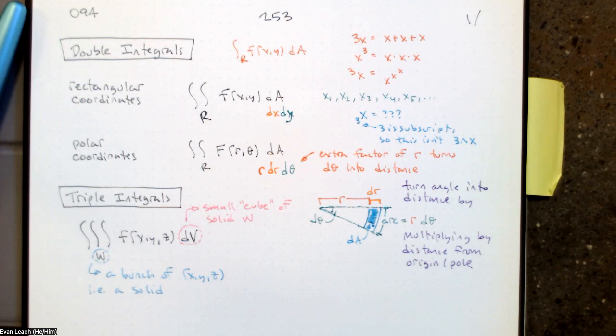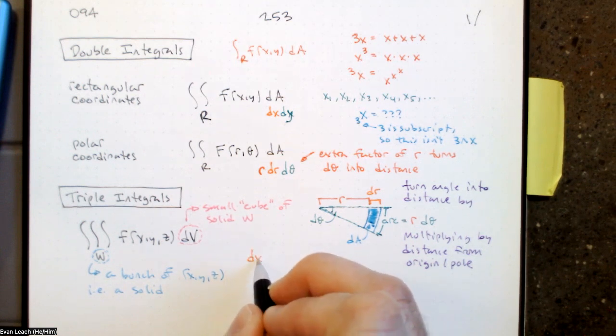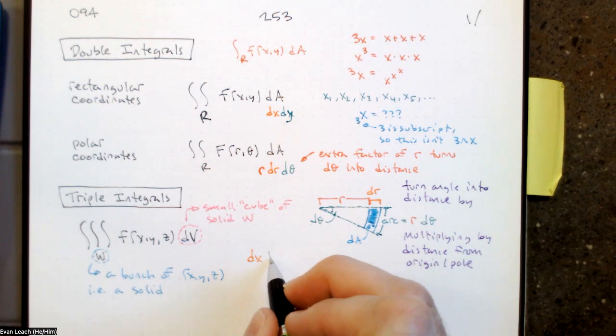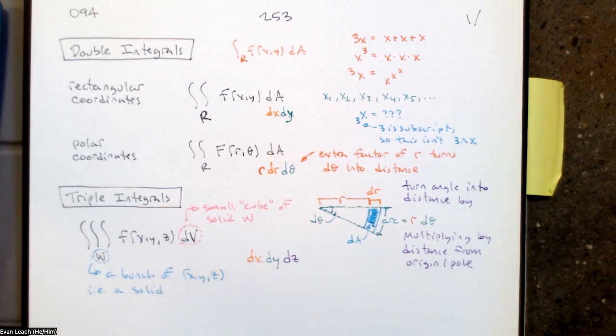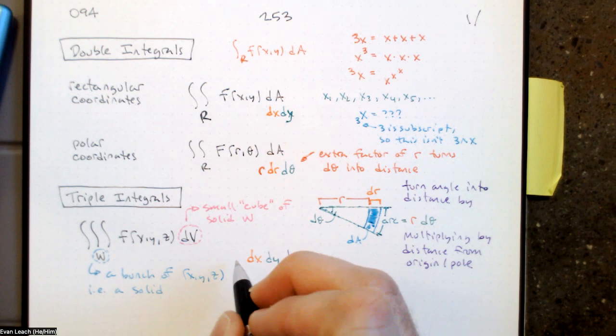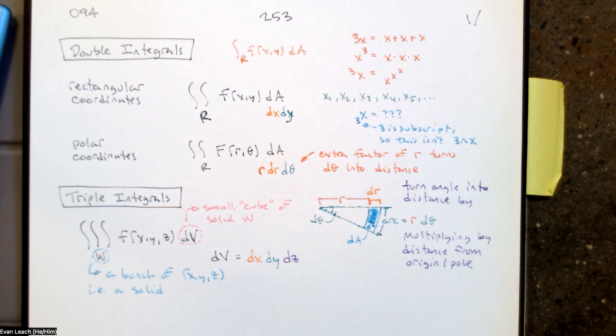In rectangular coordinates, dV will just be a dx, a dy, and dz. And we'll just set up our integral that way. What's x between? What's y between? What's z between? So nothing is changing there. dV will be a dx times dy times dz. This is going to give us a volume because dx, dy, and dz are all distance.